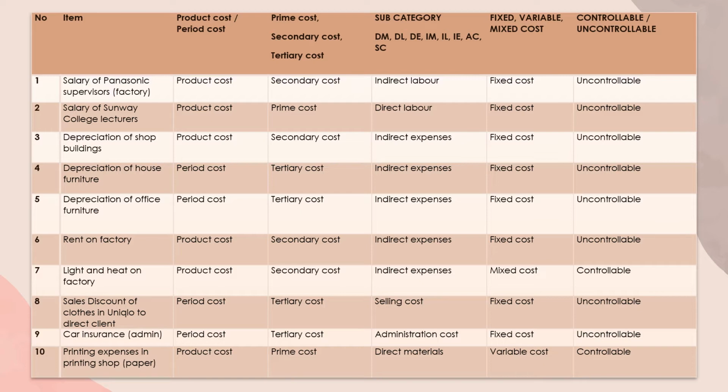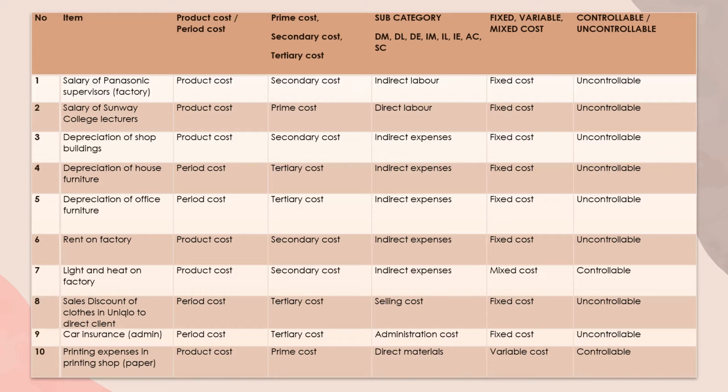Number 1, salary of Panasonic supervisors in factory, product cost, secondary cost, indirect labor, fixed cost and uncontrollable. 2. Salary of Sunway College lecturers, product cost, prime cost, direct labor, fixed cost, and uncontrollable. 3. Depreciation of shop buildings, product cost, secondary cost, indirect expenses, fixed costs, uncontrollable.